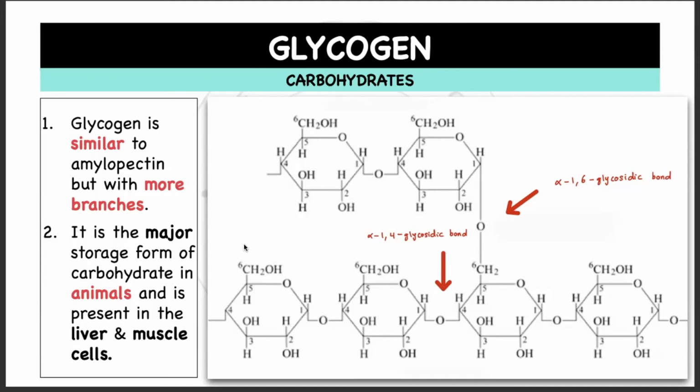Okay, so it is the major storage form of carbohydrates in animals. Like I said earlier, glycogen for animals, starch and cellulose for plants, and it's present in the liver and muscle cells.